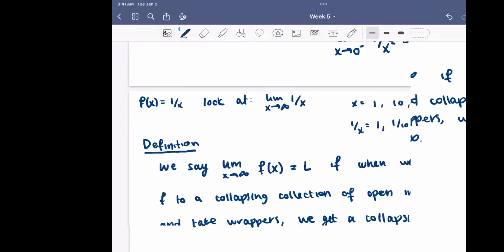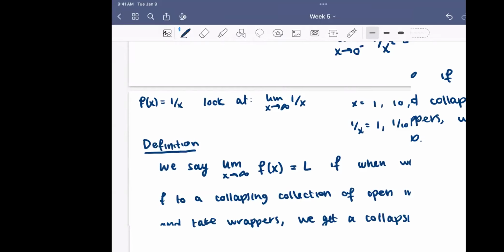The only footnote here is that we can make this same definition for minus infinity as well. There, the only change would be that we would be taking a collapsing collection of open intervals for minus infinity. Okay, are there questions about the definition? Okay, let's do an example.